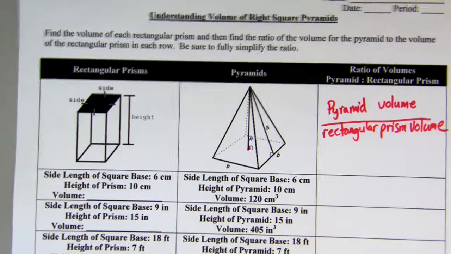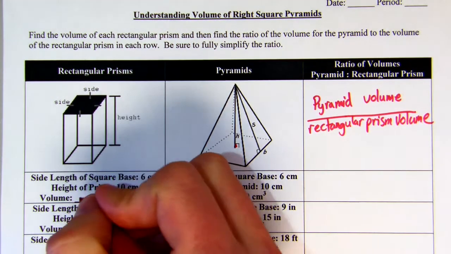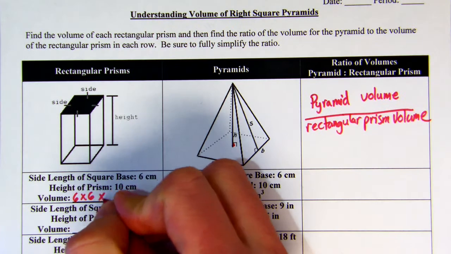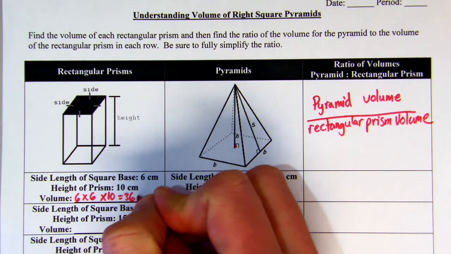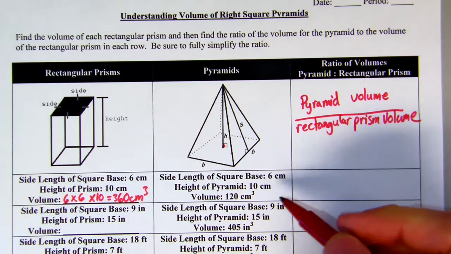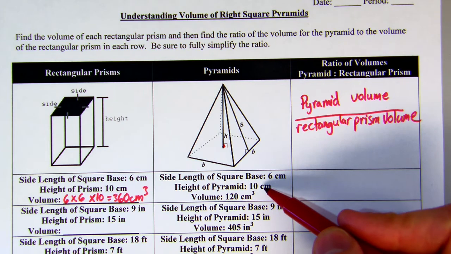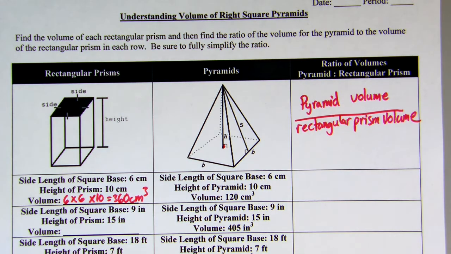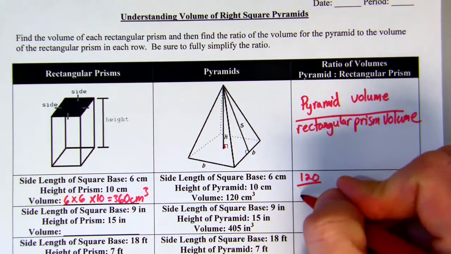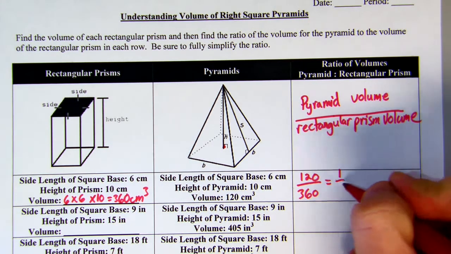Okay. So let's look at our first one. Our first rectangular prism has a base of 6, so I'm going to use that as the length times width, so 6 times 6. And then my height is 10, so I'm going to multiply it by 10, and I get an answer of 360 centimeters cubed. They've already given me the volume of the pyramid, which has the same base, 6 by 6, and the same height of 10, and it has a volume of 120. So now I'm going to put this into my ratio. I'm going to do 120 divided by 360, and when I simplify that down, I get 1/3.